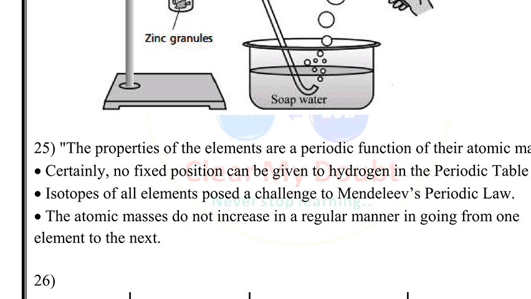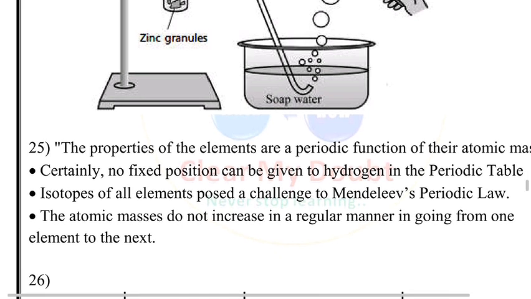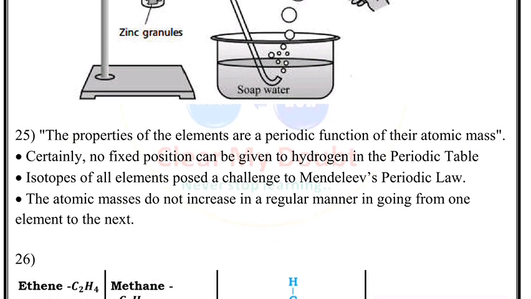Okay, next question number 25. State Mendeleev's periodic law. Write any two limitations of Mendeleev's periodic table. The answer: the properties of the elements are a periodic function of their atomic mass. Certainly no fixed position can be given to hydrogen in the periodic table. Isotopes of all elements posed a challenge to Mendeleev's periodic law. The atomic masses do not increase in a regular manner in going from one element to the next.